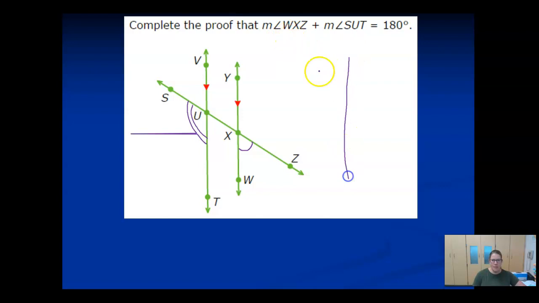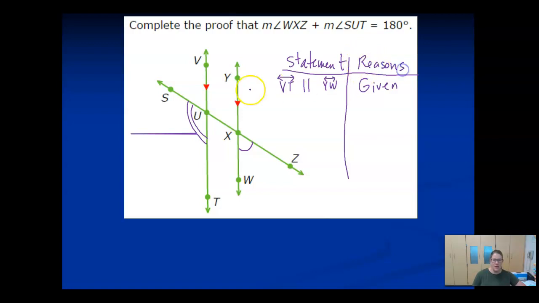So when I make my proof here, my first statement is going to be the given information, and that is that VT, this little line VT, is parallel to YW. Okay, and I'm putting arrows on the ends here because these are lines that keep going in both directions. So I know VT and YW are parallel. The reason I can say that is because that's given based on the diagram and the notation on the diagram. So now I can use things that I know about the angle pairs in parallel lines to get there.